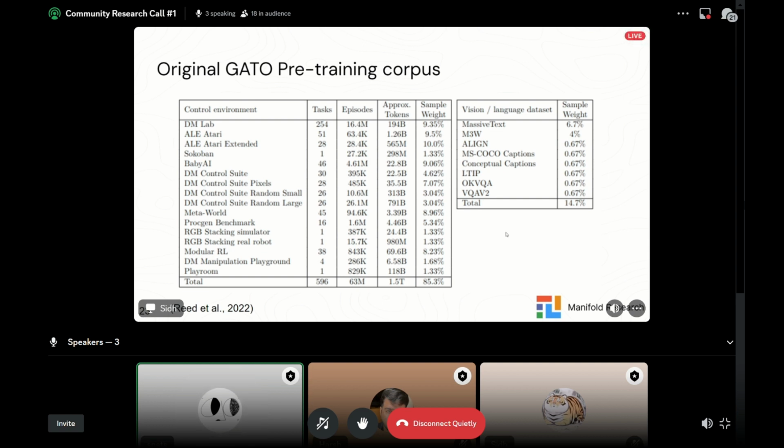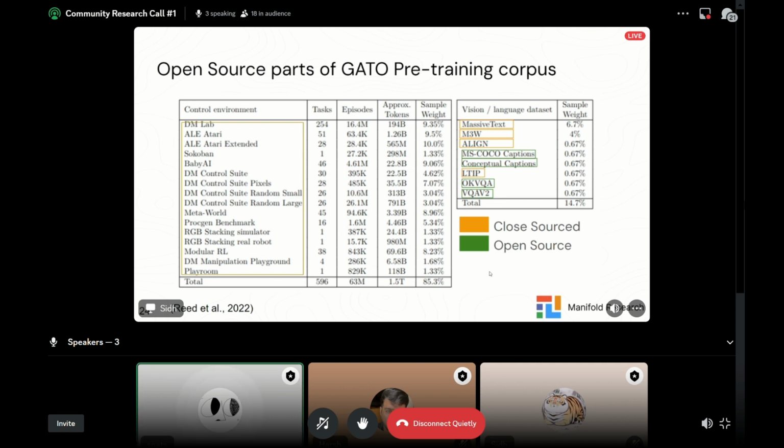Basically, the main problem here is that almost all of the pre-training corpus that they used is closed-source. For some of the vision and language stuff, we have open source datasets, and they're pretty good. But what we're trying to do here is replicate most of them, or use alternatives to them, because there are a lot of alternatives to these datasets.